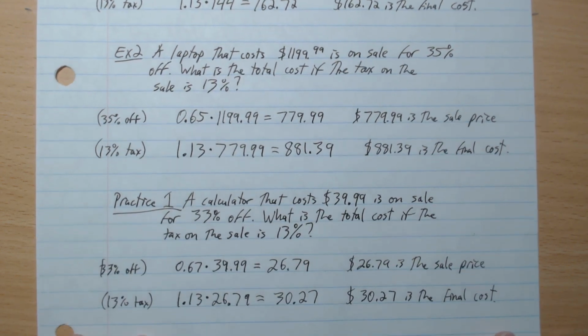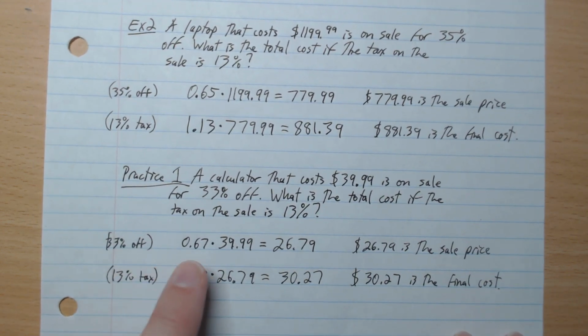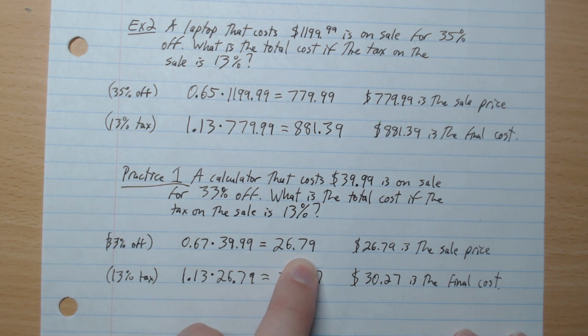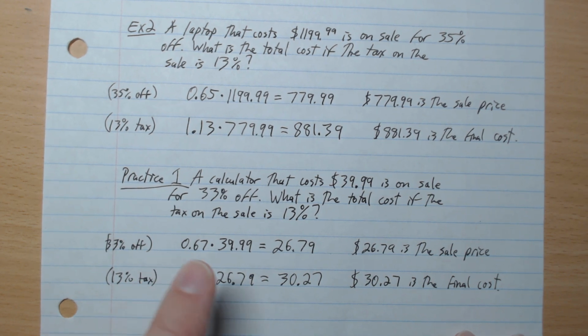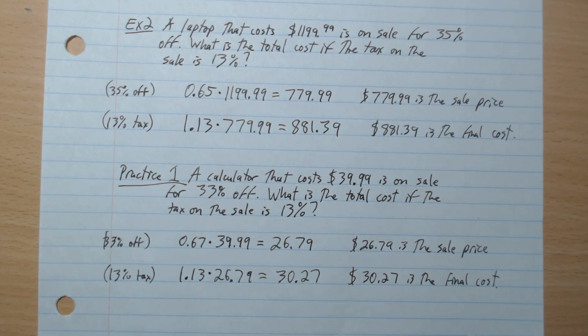Okay, we're back. So we have 33% off, so we're paying 67%, which gives $26.79 as the sale price. We're adding tax, so 1.13 times $26.79 gives $30.27 as the final cost.